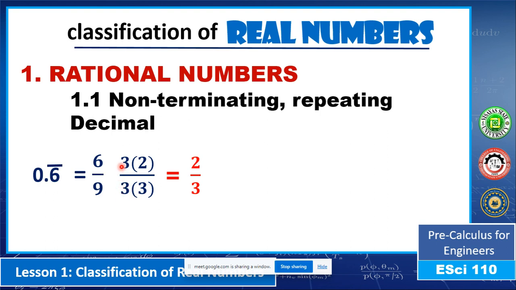So ganun. The final answer pala is 2/3. Meaning, this 0.6666 is equal to 2/3, and 2/3 is a rational number. So ganyan mag-convert ng repeating decimal into a fraction. So class, nakuha ba?